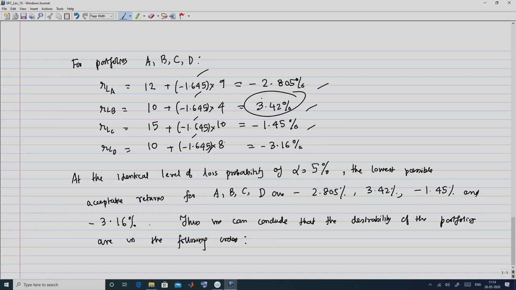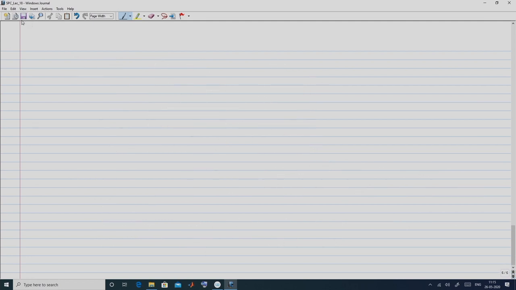So, first I will have B because this is the highest value. Then next I will have C which is minus 1.45%. Then I will have A which is minus 2.805%. And then finally, we have D which is minus 3.16%. So, I am basically choosing starting with the highest RL, the insured level of return, and coming down all the way to the lowest value, which is minus 3.16%. Okay, now let us see how this turns out graphically.